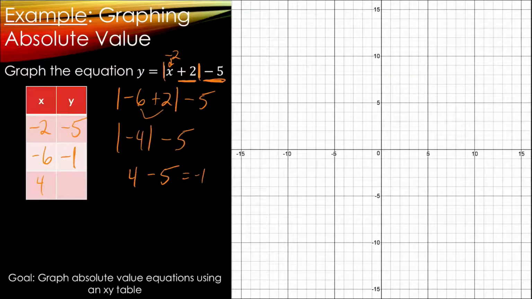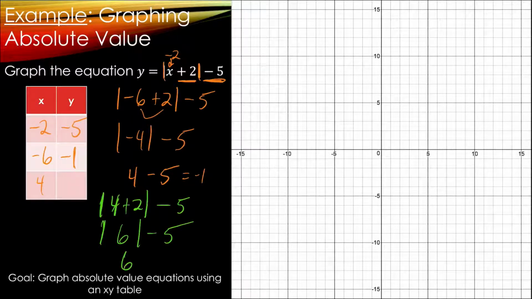The next one, we're going to input 4. So I get 4 plus 2, absolute value, right, negative 5. 4 plus 2 is 6. The absolute value of 6, meaning how far away from 0 is 6 units, minus 5, and we get a positive 1. So let's plot these points. I get negative 2, negative 5. We get negative 6, negative 1, and we get 4, 1, right there.